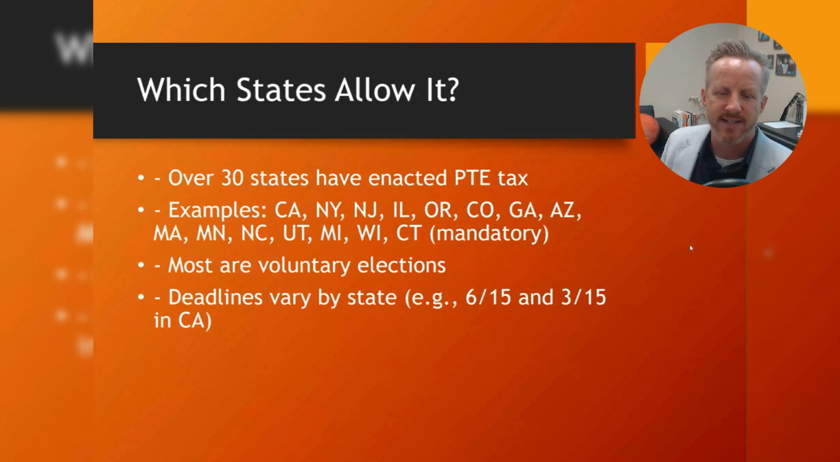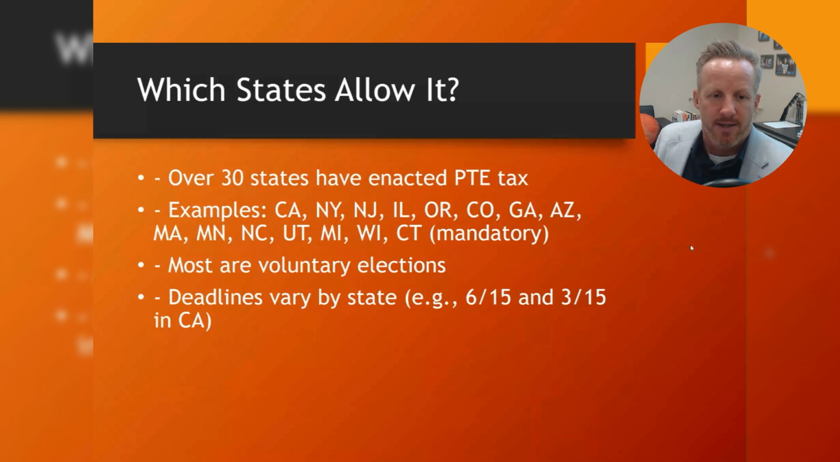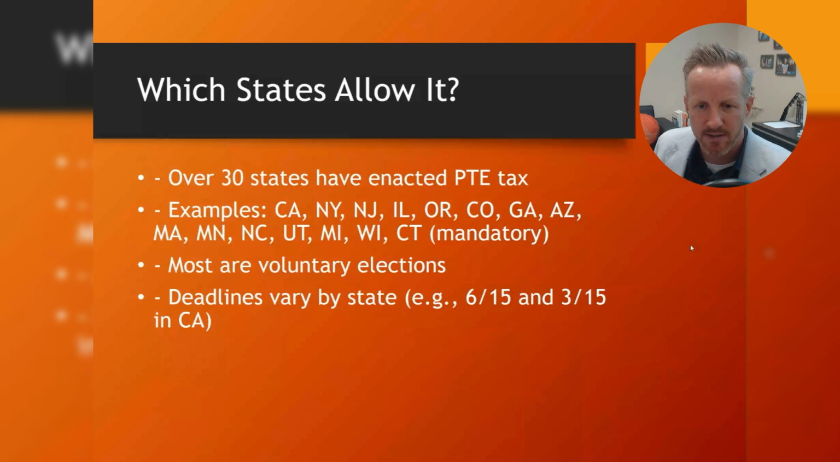Okay, which states allow it? Well, there's over 30 states that have enacted this. Again, if your state doesn't have a state income tax, then this is entirely irrelevant to you because you don't pay state income taxes. Therefore, you don't need to run a state income tax through your business. But examples are California, New York, New Jersey, Illinois, Oregon, Colorado, Georgia, Arizona, Maine, Massachusetts, Utah, Michigan, Wisconsin. Now in Connecticut, it's actually mandatory. All the other ones, it's elective. And if you don't do it, by default, you don't get the benefit. Most are, therefore, voluntary elections.